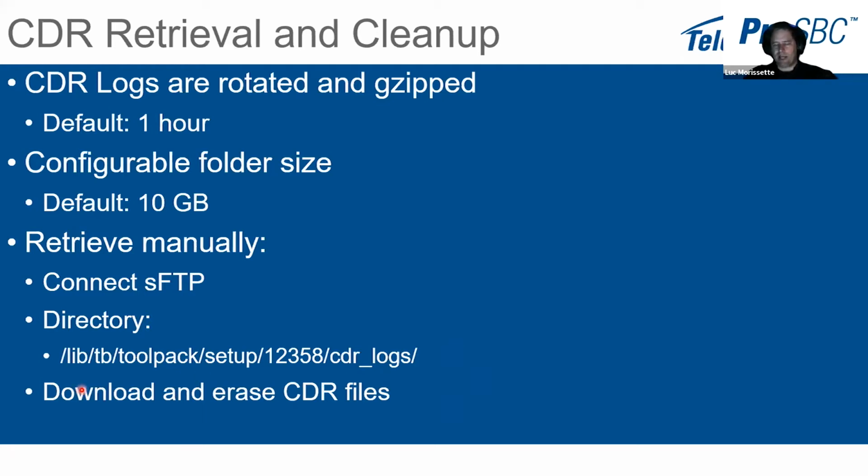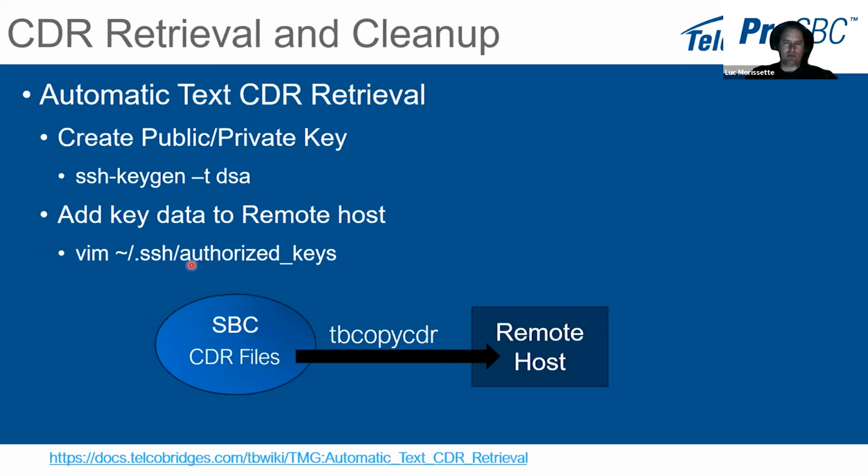Normally, when you download those files, you should erase them because otherwise it's just going to grow forever. It's going to fill up the 10 gigabyte and then it's going to be overwritten by new ones. So it's a good idea to just download and erase those files. So to retrieve manually, you connect FTP to the SBC and then you download those files.